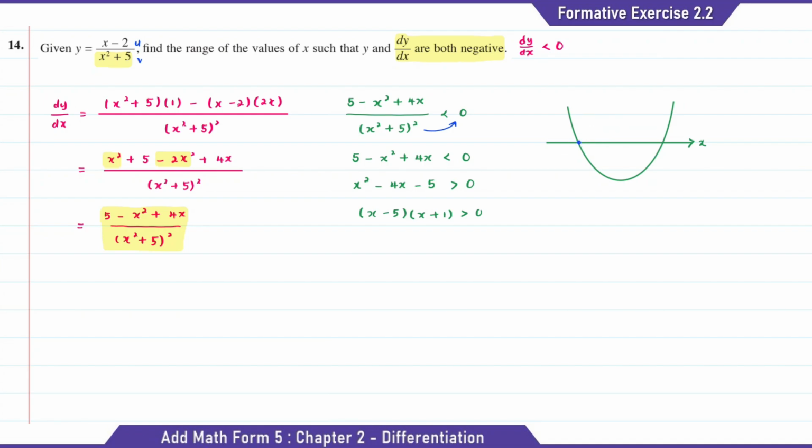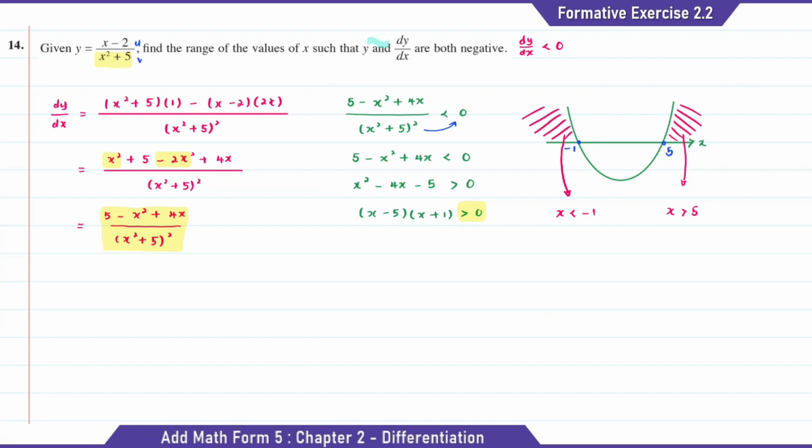So here will be negative 1 and this will be 5. As the quadratic inequality is greater than 0, then the range will be above the x-axis, which is going to be these two parts here. For this part, the range will be x less than negative 1. As for this part, the range will be x greater than 5.